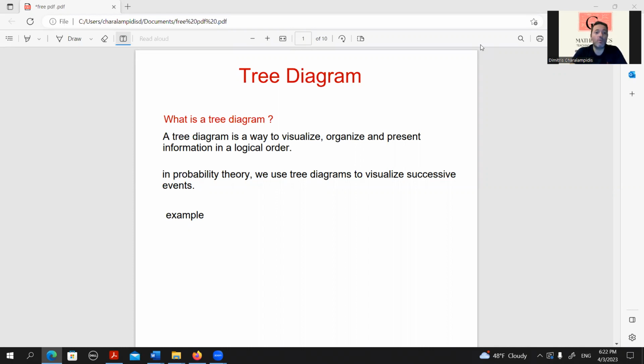To begin with, we want to answer the following question. What is a tree diagram? Well, simply put, we can define a tree diagram as a way to visualize, organize, and present information in a logical order, in a successive way. In probability theory, we use tree diagrams to visualize successive events. For example, I will now create a tree diagram for us.